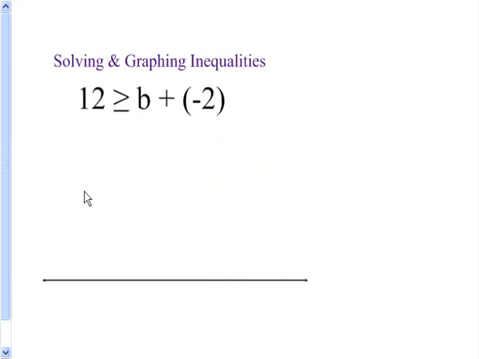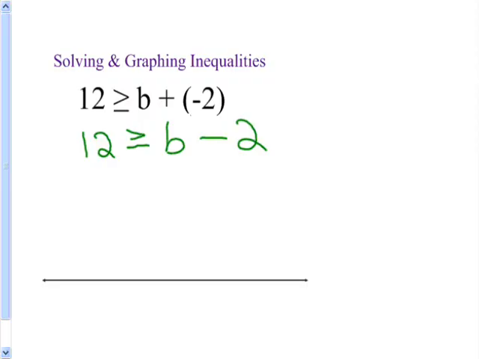Okay, here's another example of solving and graphing an inequality dealing with addition and subtraction. Here's my inequality. 12 is greater than or equal to b plus negative 2. First thing I want to do is simplify this inequality. So I'm going to rewrite it as 12 is greater than or equal to b minus 2. Adding a negative is the same thing as subtracting by 2.